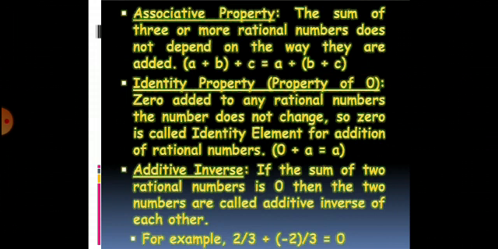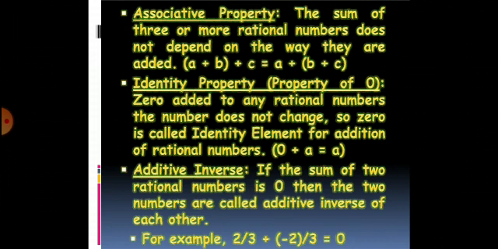Then associative property. The sum of 3 or more rational numbers does not depend on the way they are added. That is, if you add the first two first, then the third one, the answer will come the same as if you add the second and third first, then the first one.